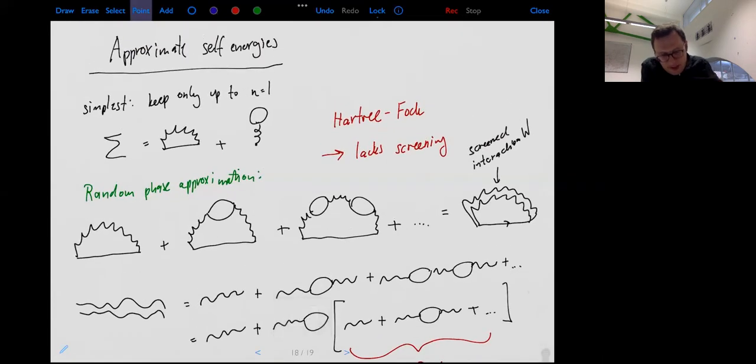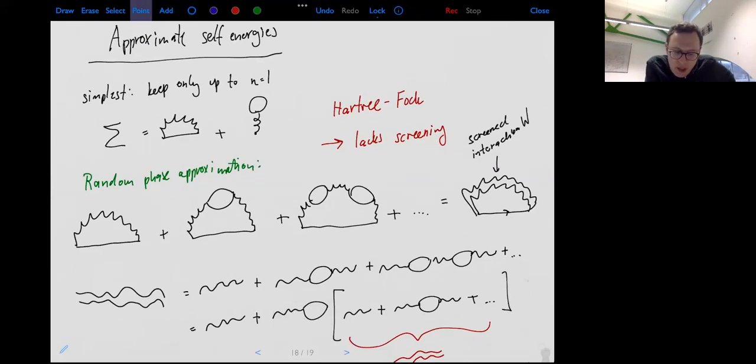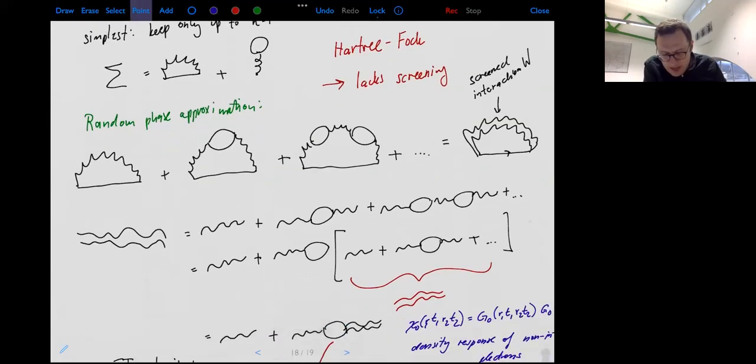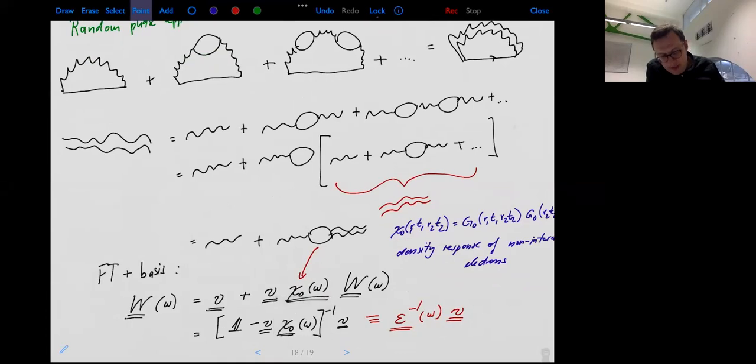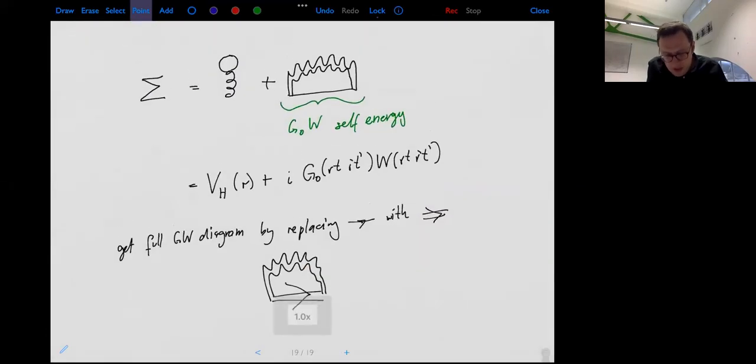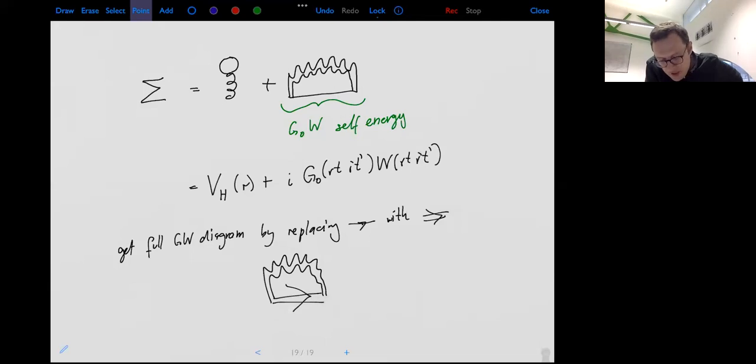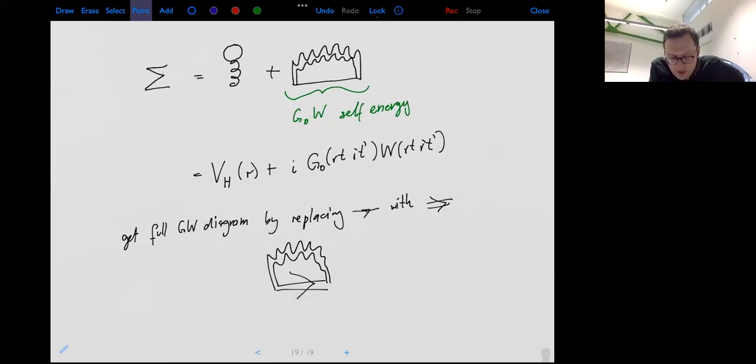But then the final challenge is to actually say what diagrams do we keep in our self-energy. We understood that keeping the lowest order leads to Hartree-Fock, which lacks screening. So we had to include screening, which we did using this random phase approximation, and finding the Dyson equation for the screened interaction, which gives us this G0 W self-energy. And finally, the full GW self-energy is obtained by replacing G0 in this diagram by the fully interacting Green's function. Okay, so that's what we did.